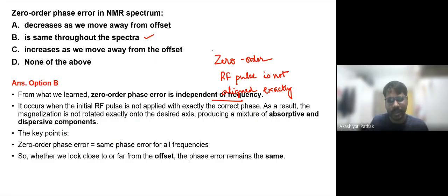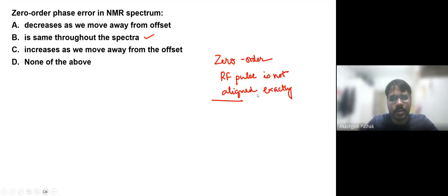But the other was first order phase error. First order phase error comes when there is a delay in acquiring the FID signal. If there is a delay in acquiring the FID, then the nuclei have precessed for different amounts of time at different frequencies, so some will be captured later and some earlier. As a result, all the nuclei will have different phase errors. So that is option B.